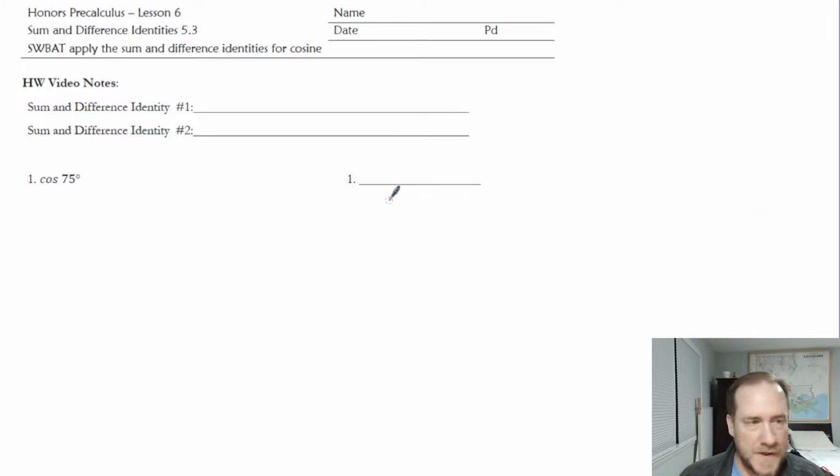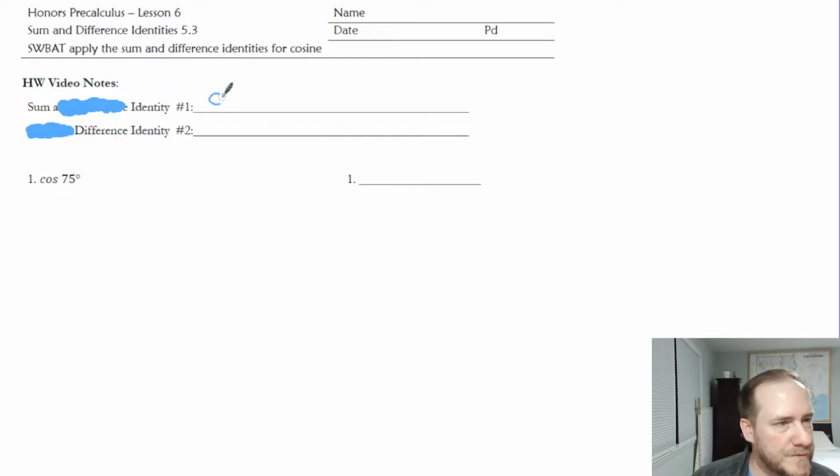The identity that we're talking about, the sum and difference identity. First of all, again, the packet's not perfect, but that's okay. Where it says sum and difference identity number 1, it should really just say sum identity. And then there's the difference identity. Because if we were going to write this thing out, we would have one identity that was the cosine of the sum of two angles, alpha, beta. And then the other identity is for the cosine of a difference, alpha minus beta.